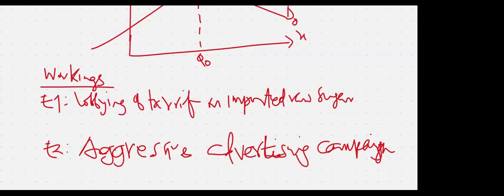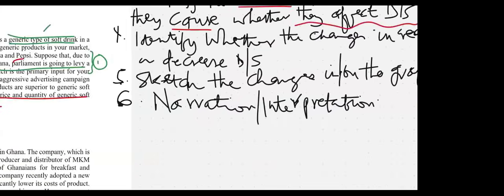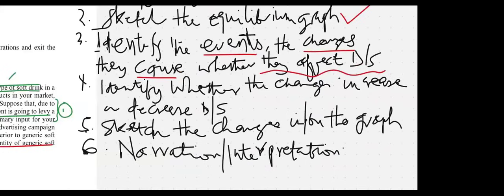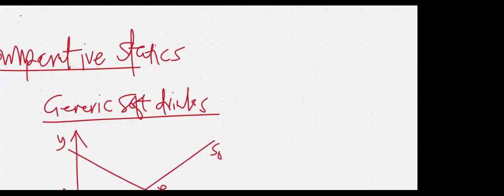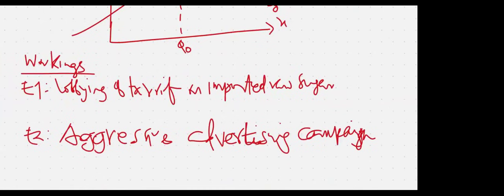So now, having understood this, that's a change which the tariff on imported raw sugar will bring on the market, the aftermath on the market. Having analyzed that change, what's the next step? The next step is to identify whether they affect demand or supply. So this event 1, will it affect the demand for generic soft drink or the supply for generic soft drink?